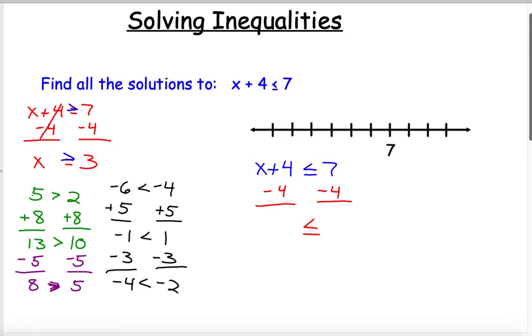Now what do we have on the left side? The 4's cancel and give us 0. x plus 0 is x. And 7 minus 4 is 3. And so there's your solutions. That's the symbolic representation. x is less than or equal to 3.